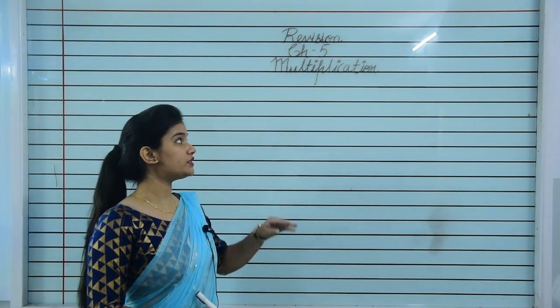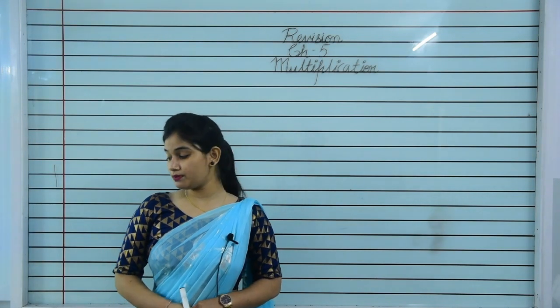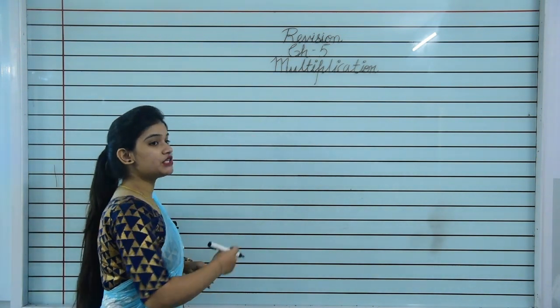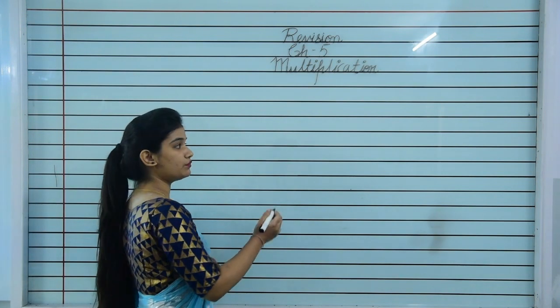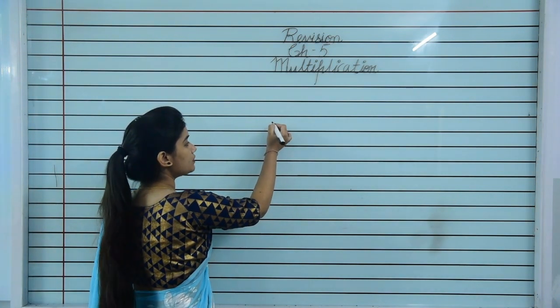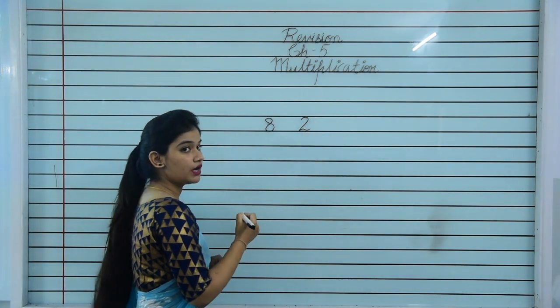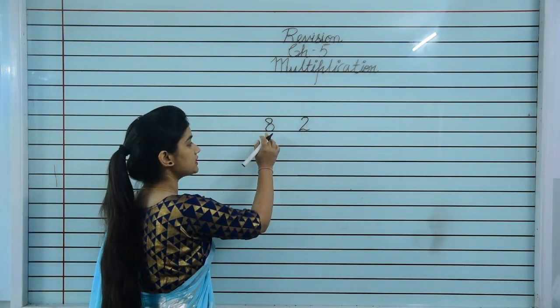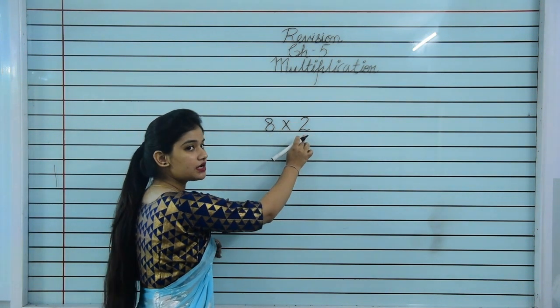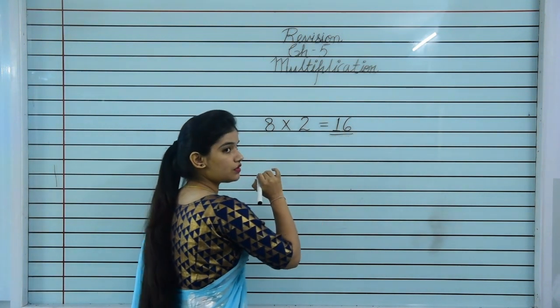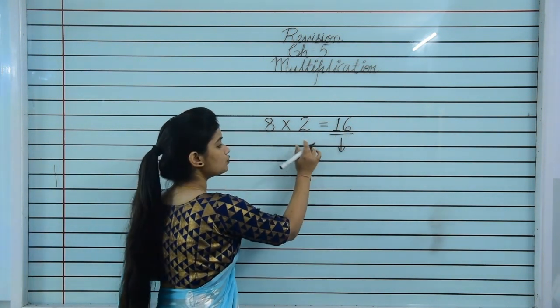Students, today we are going to start revision of chapter 5, that is multiplication. Open page number 53 in your book. Now we'll see what multiplication is. Multiplication is the product of two numbers. Suppose the first number is 8 and the next number is 2. If we multiply these two numbers, 8 2s are 16. So this 16 is called the product of these two numbers.